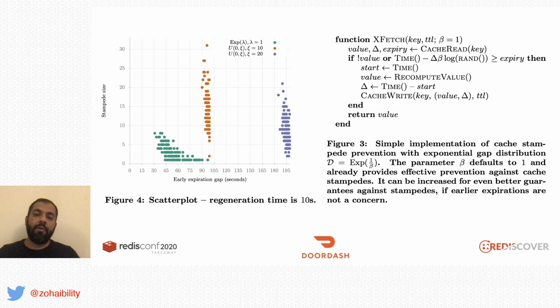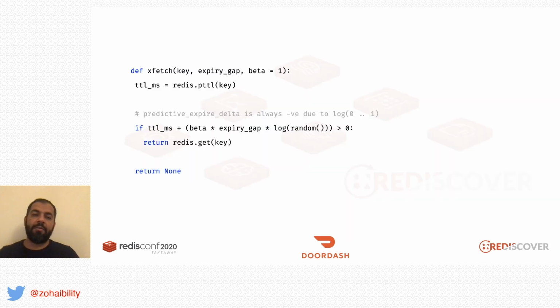If you go a little deeper in the paper, it gives you pseudocode for doing this cache read as well. I'm going to leave this for everyone else to read through, but what I'm going to give you is a very distilled version of this exact same thing. The only thing you're going to notice here is this one log random with an expiry gap and a beta. I won't go into the technical details, but you'll notice a couple of things different here.